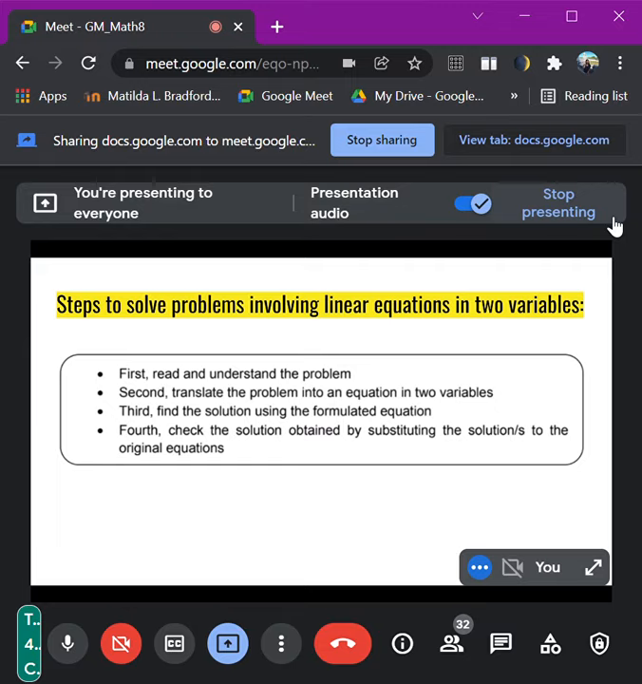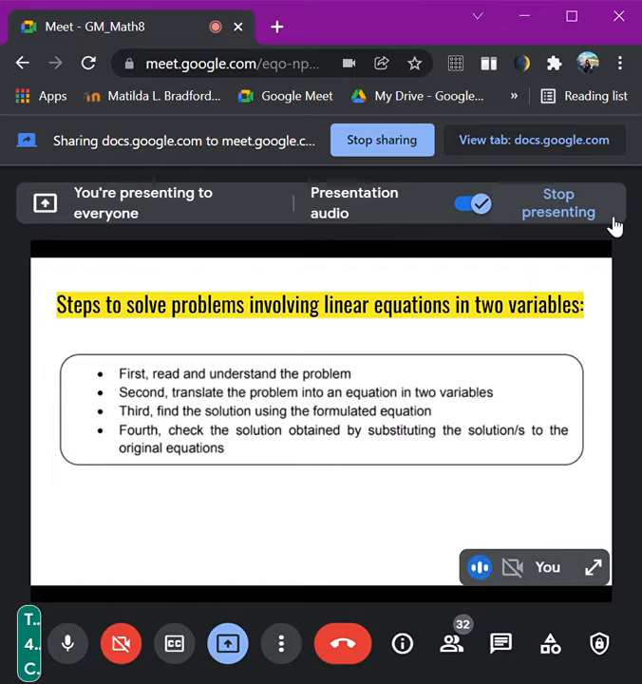Please read. Fourth, check the solution obtained by substitution and the solutions to the original equations. Okay, thank you so much. So we have here for our fourth, we need to check the solution obtained by substituting the solution or solutions to the original equations. So here, class, is we need to check in order for us to know if our answers are correct.